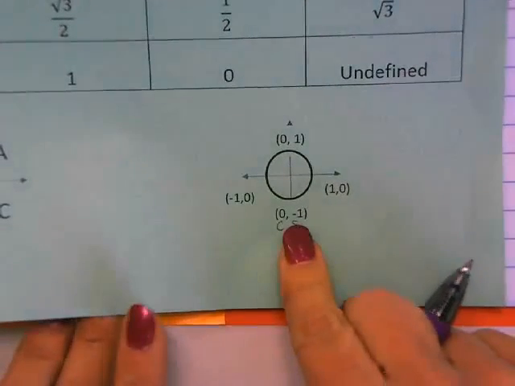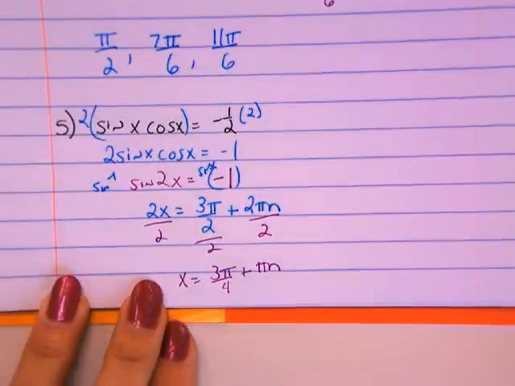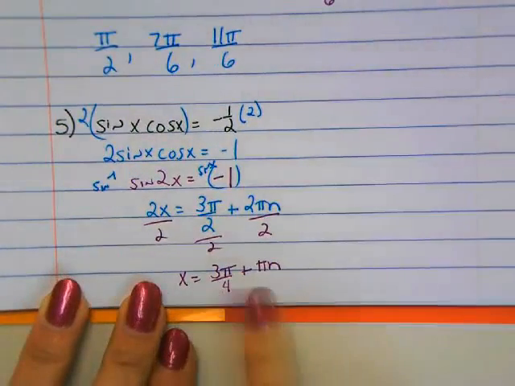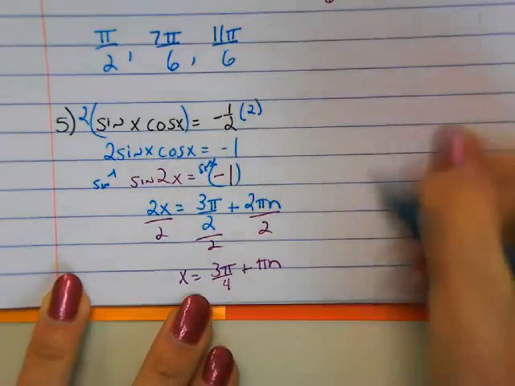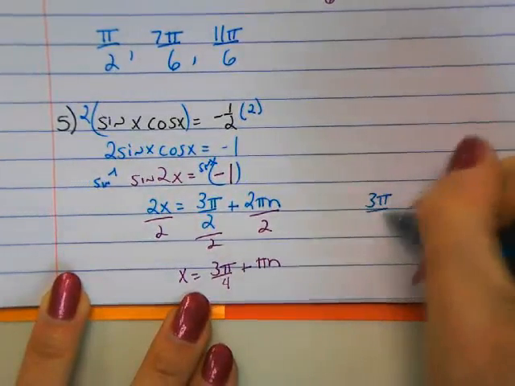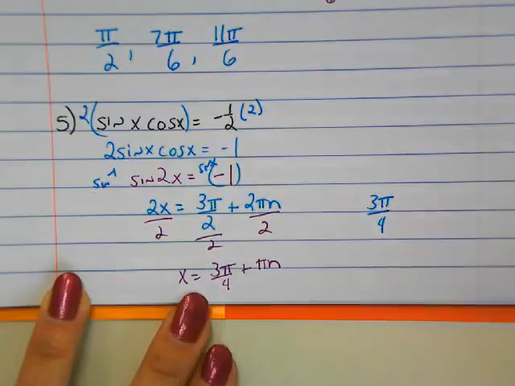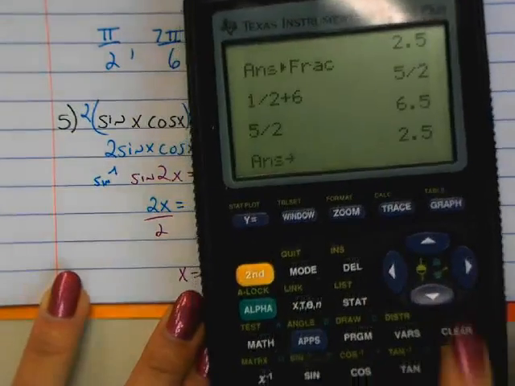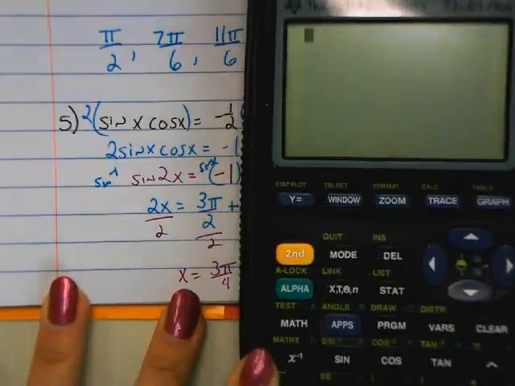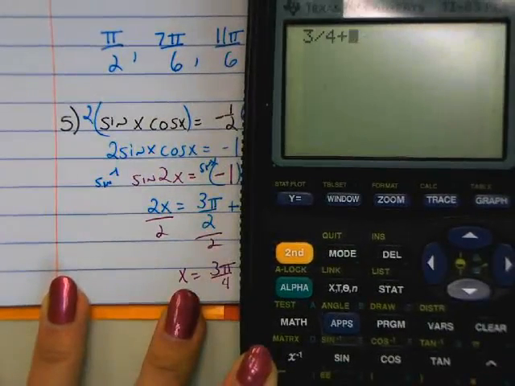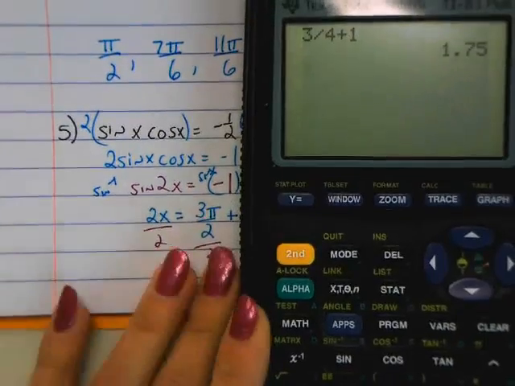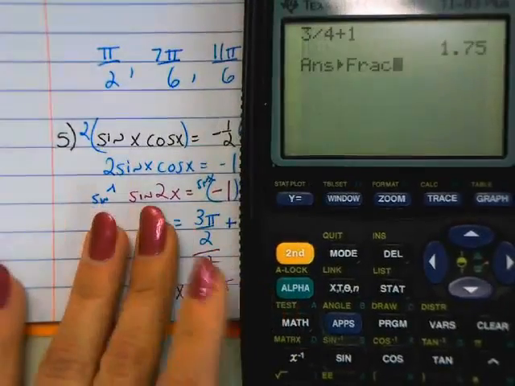So, let's make sure we've got everything. 3 pi over 4, but this time, if I add a pi to it, do I stay under? Let me check. 3/4 plus 1. I am under. So there is another solution at 7 pi over 4.